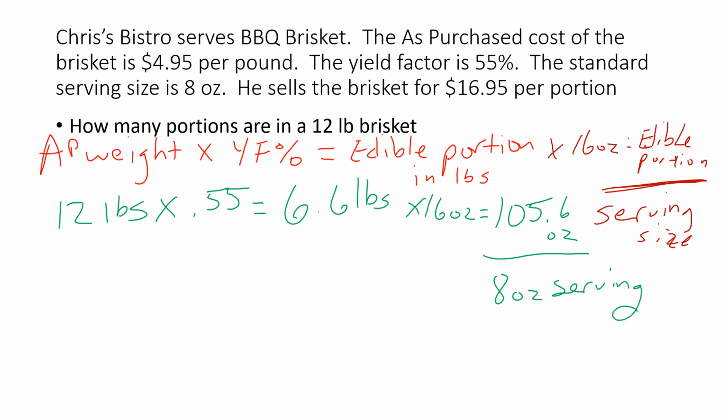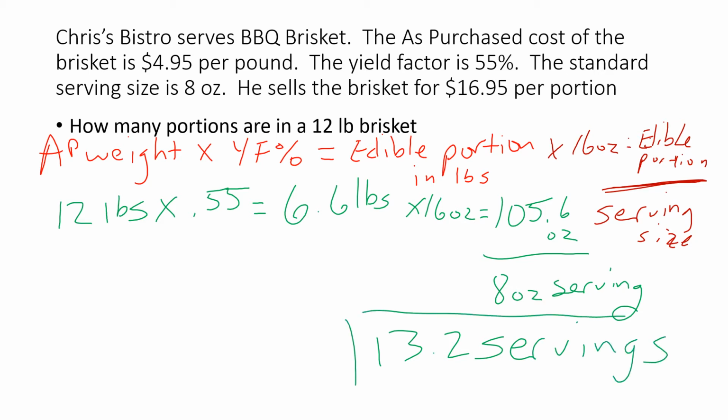Okay. And that gives me a total number of portions. Patricia, how many portions did we get? Go ahead and calculate that for me. You can use your calculator. The 105.6 ounces divided by our 8-ounce serving. No, because it's an 8-ounce serving. Okay. 13.2. 13.2 servings.